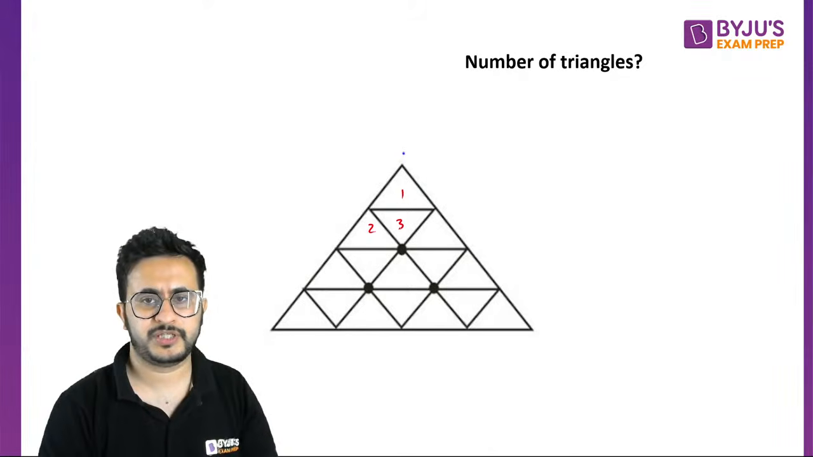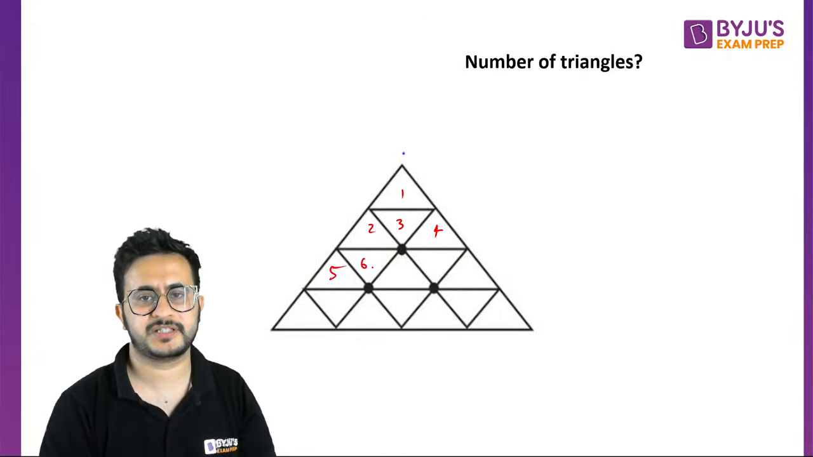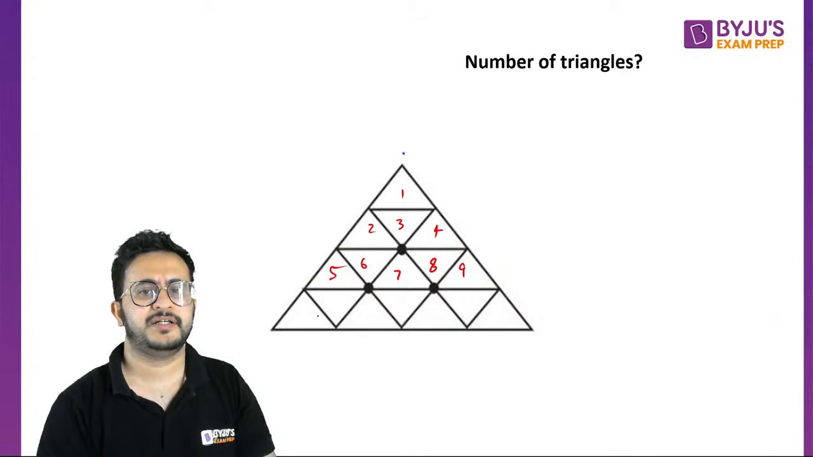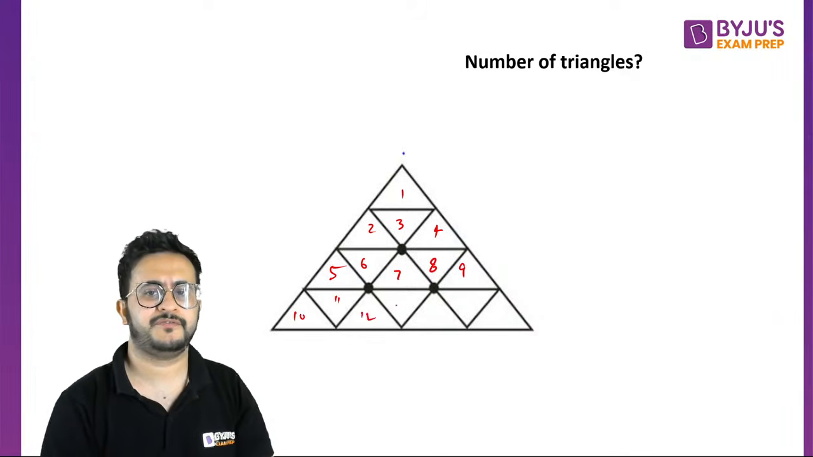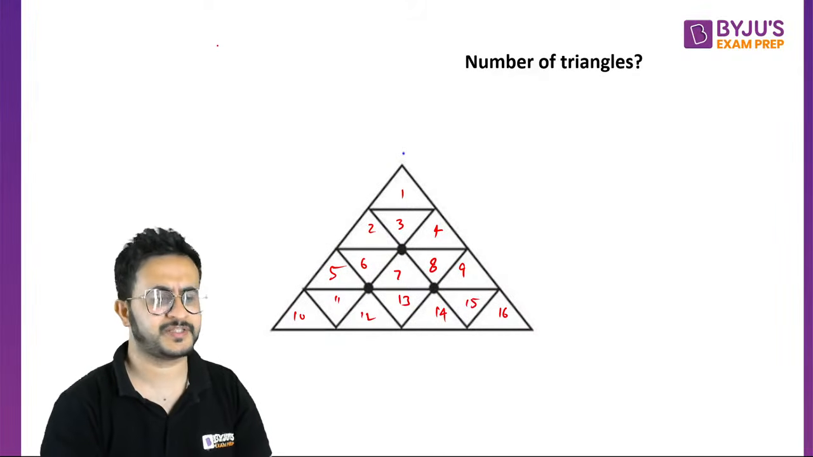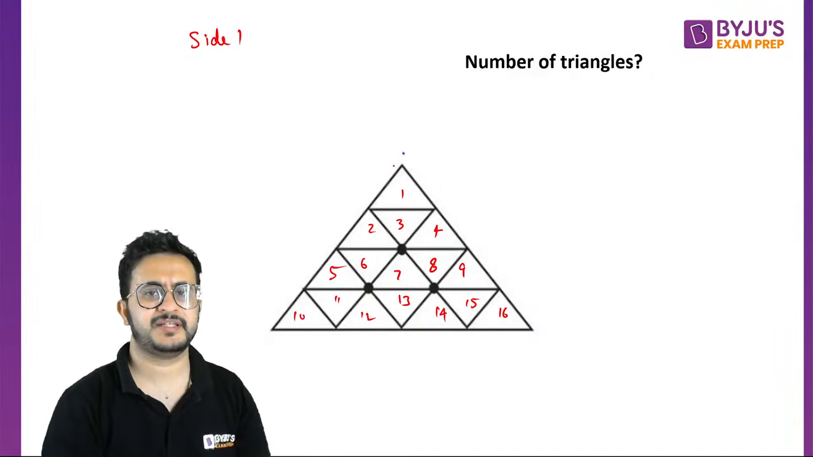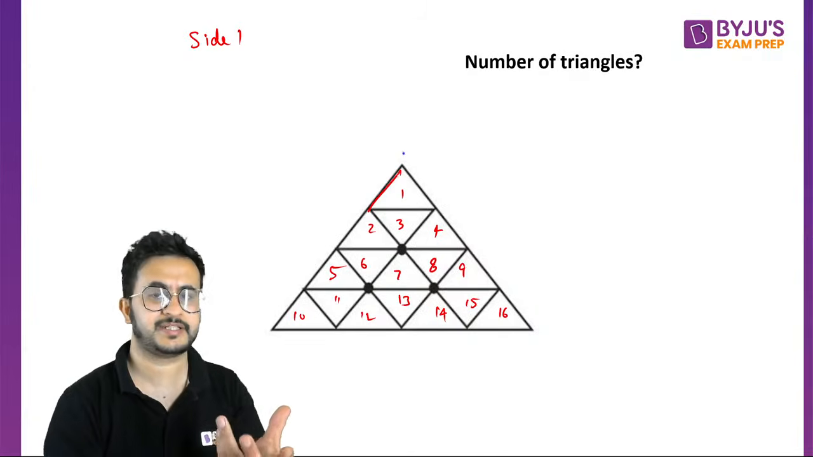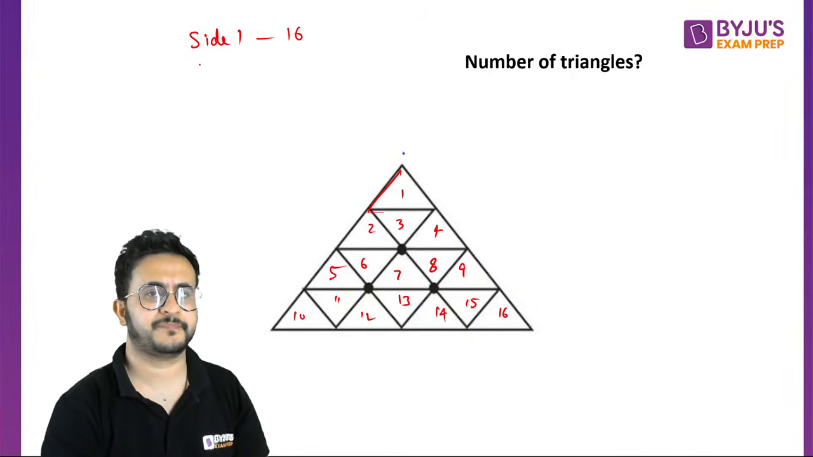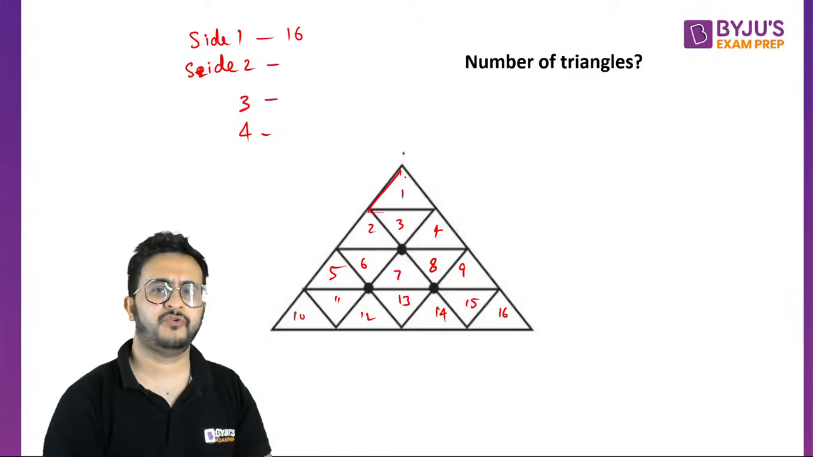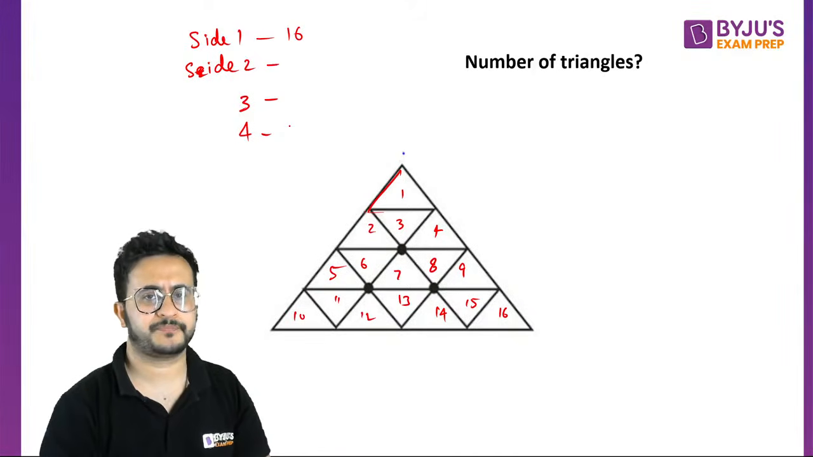So 1, 2, 3, 4, 5, 6, 7, 8, 9, 10, 11, 12, 13, 14, 15, 16, right? 16 triangles of side 1. So first of all, let us find side 1 triangles. Side 1 means the length is 1, right? Let's say this is 1 centimeter. So 1 centimeter wale 16 ho gaye. Okay. We'll count side length 2, 3 and 4. 4 length wala to ek hi hoga, the outermost one.